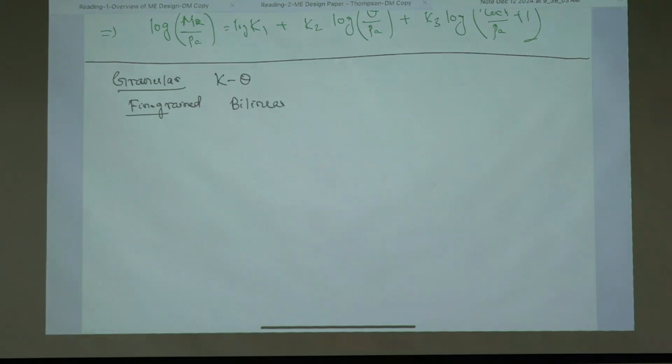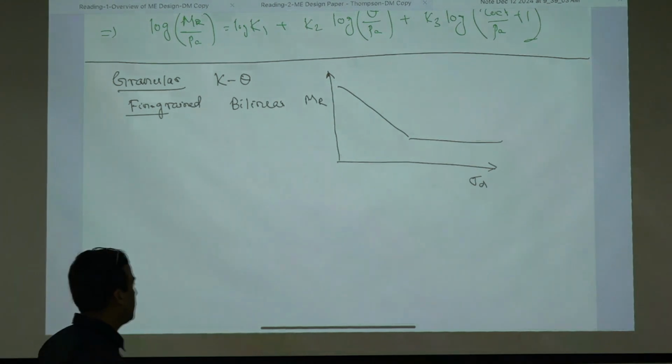What is the bilinear model? It basically is this. So you plot it against sigma d. This is MR. You have a first linear component, second linear component, and you get K1, K2, K3, K4. There are 4 values.